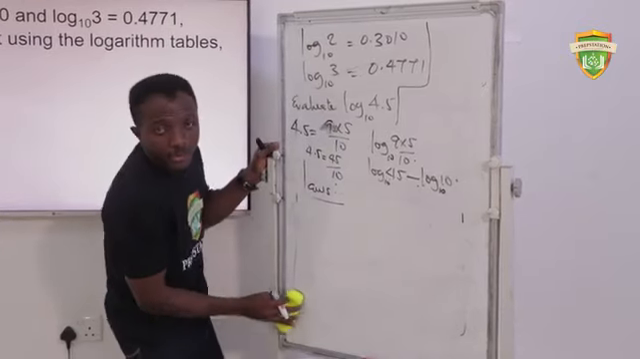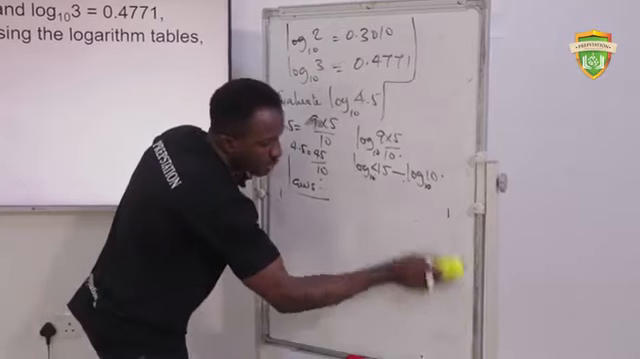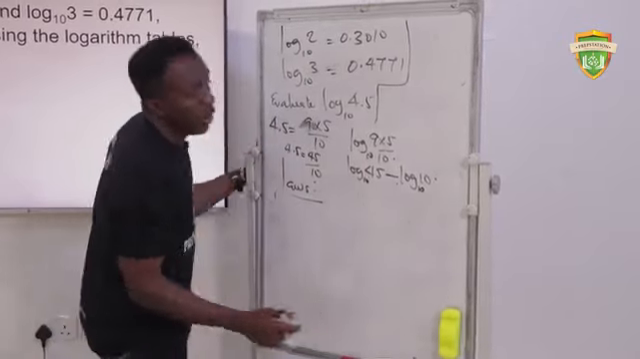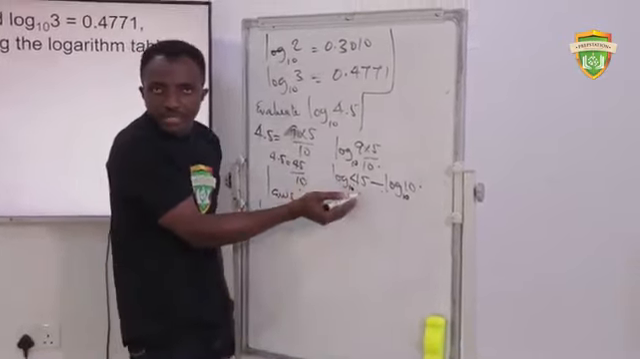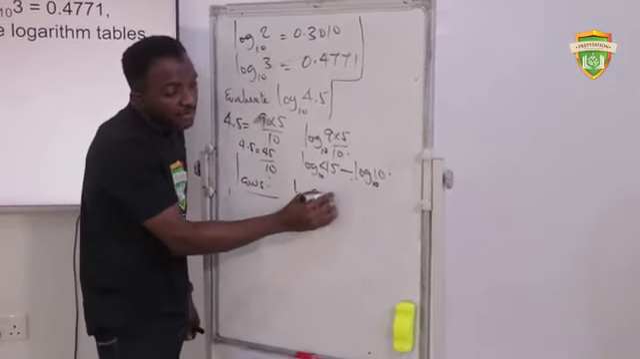I'm sure you wrote this down. If you didn't write it down, please pause the video at this point and rewind. Get what I've written down because I'm going to make reference to the logs. Now, if we further deal with this, this would give us log 9 times 5.